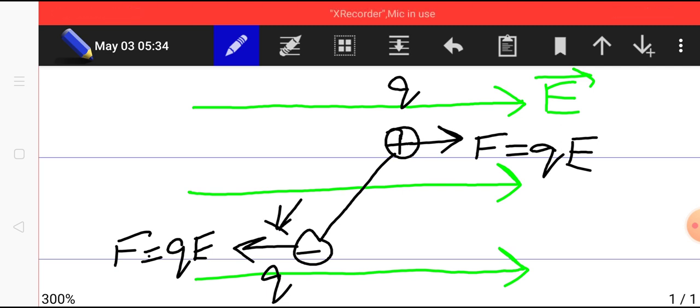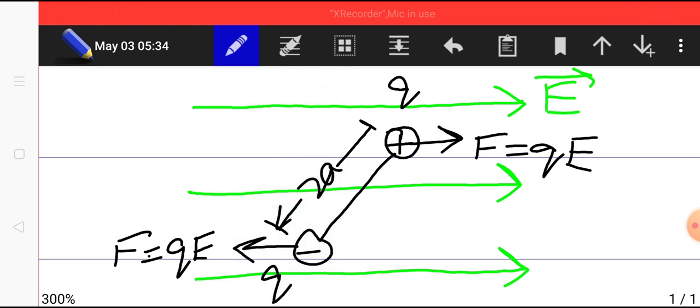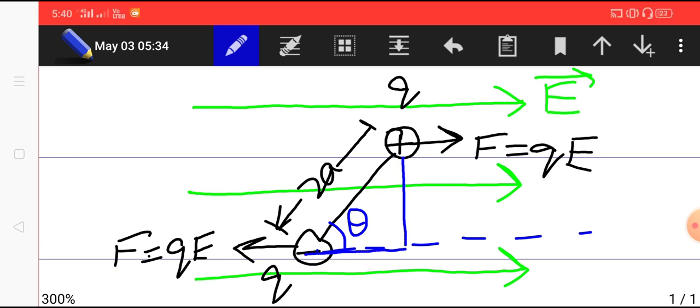Let the length of this dipole be 2a from the center, and this dipole is making angle theta with the electric field. If this dipole is making angle theta with the electric field, then it means that this line will also be making angle theta with the electric field, and we can consider a right angle triangle here. We can name it A, B and C.